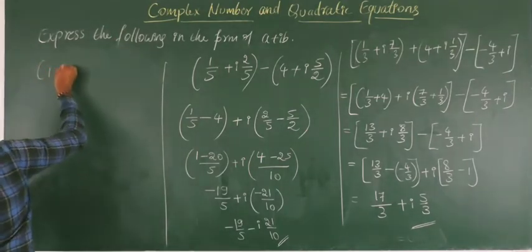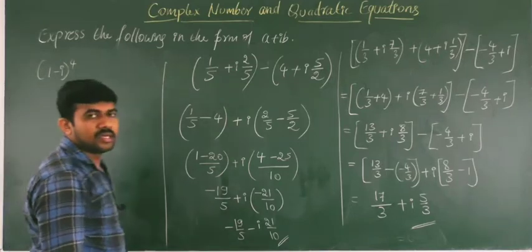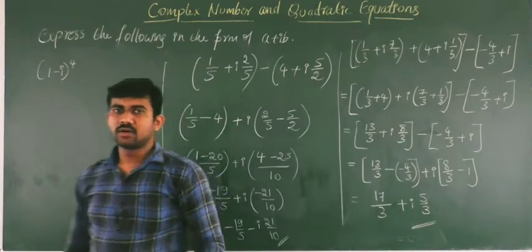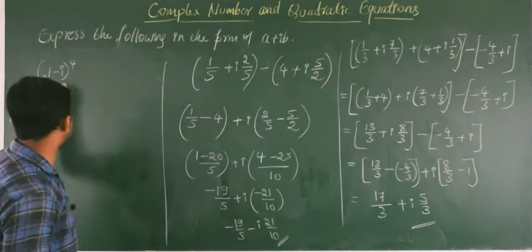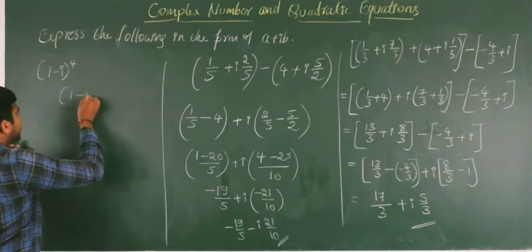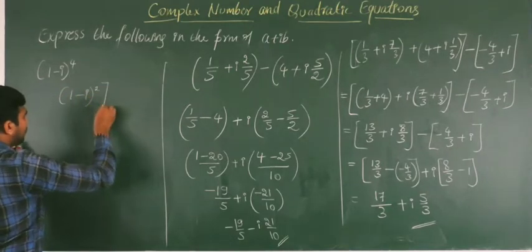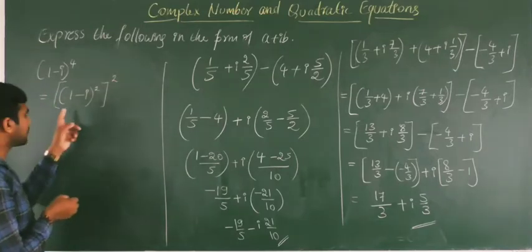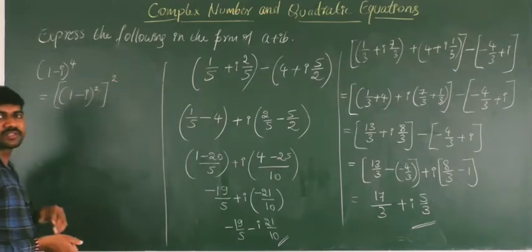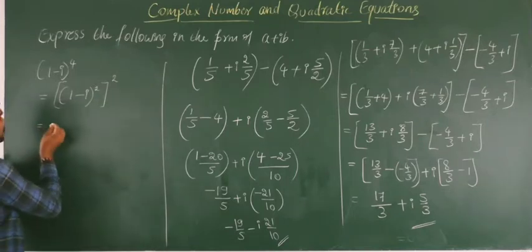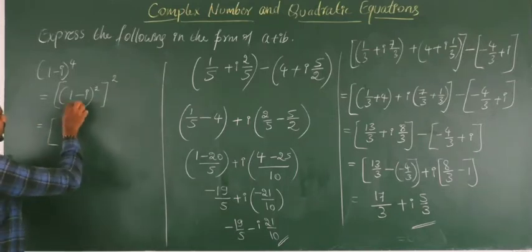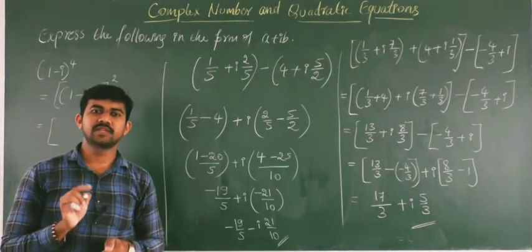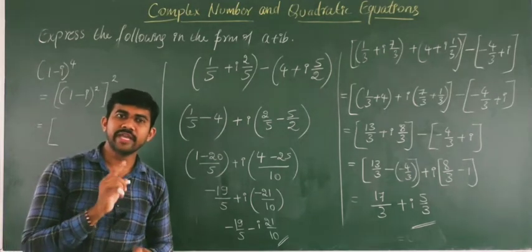1 minus I whole to the power 4. To solve this question, we can write this in the form 1 minus I whole square, whole square. We can write it this way. Now see, here 1 minus I whole square, use the formula a minus b whole square: a square plus b square minus 2ab.